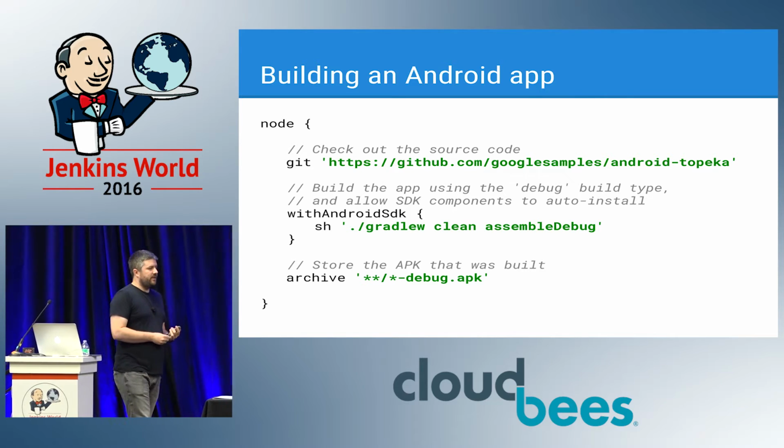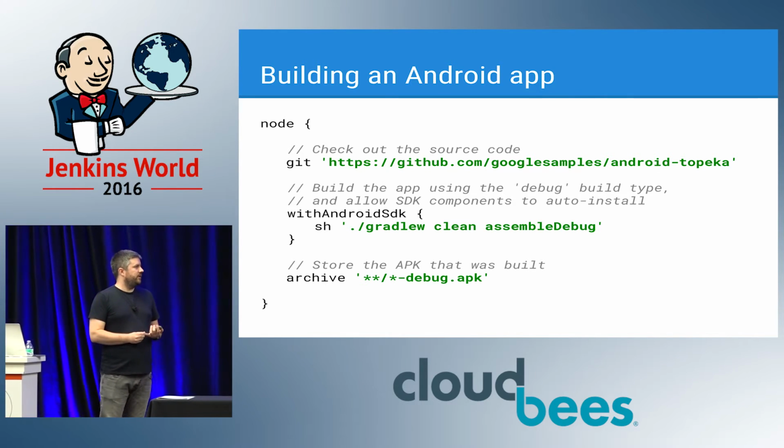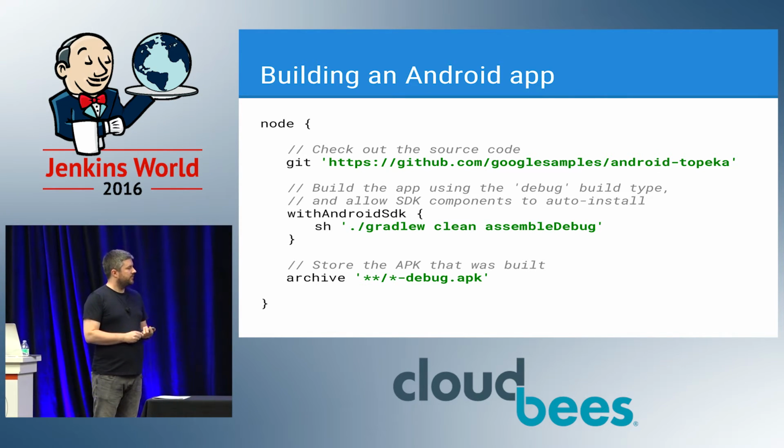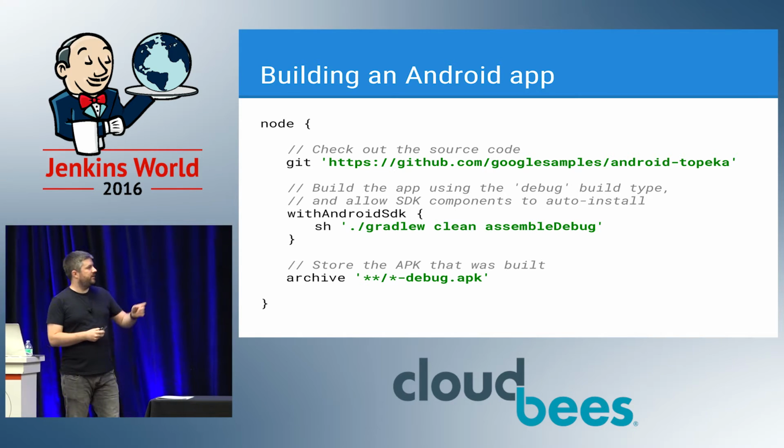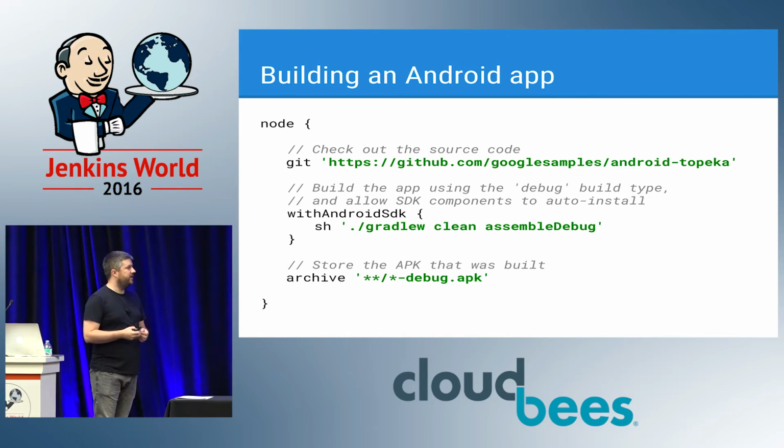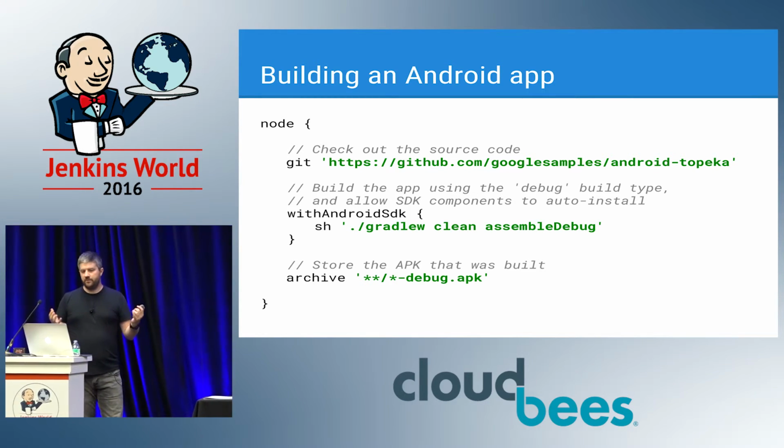So building an app is relatively simple here. I'm using a sample app from Google. I'm just using the Git plugin with the Git keyword to check that out. And here I'm using my function that I defined, this with Android SDK. That makes sure that everything I run inside of that block will automatically have an Android SDK installed and up and running and install the dependencies for me.